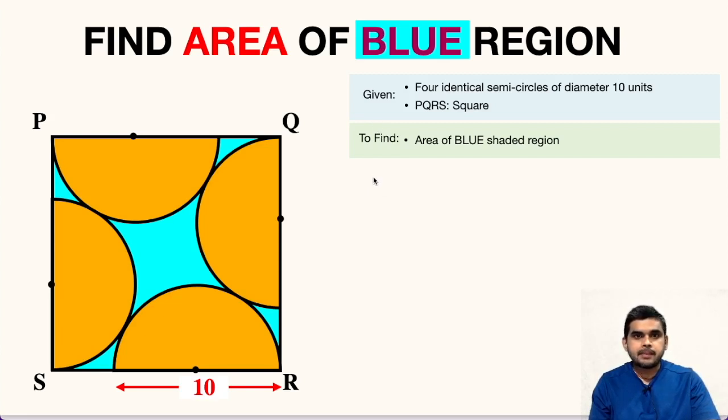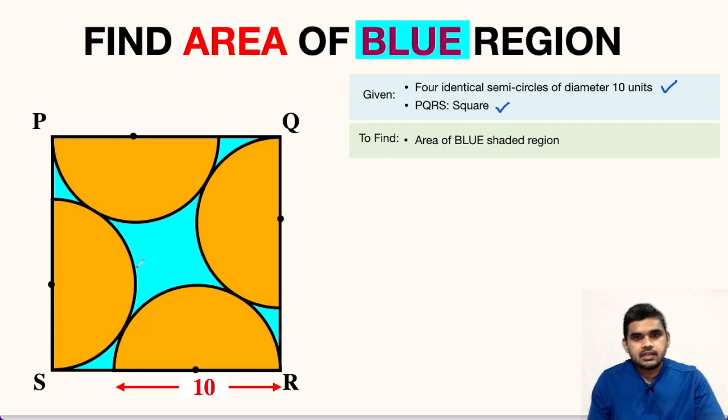Once again, I am back with an interesting question today. So in this figure, we have to find the area of the blue shaded region. It is given that there are four identical semicircles, each of diameter 10 units, and PQRS is a square. We are asked to find the area of the blue shaded region.